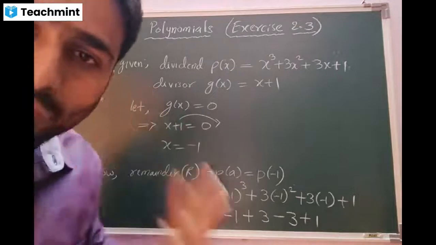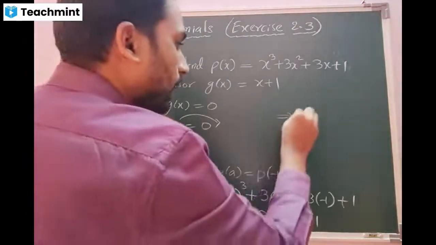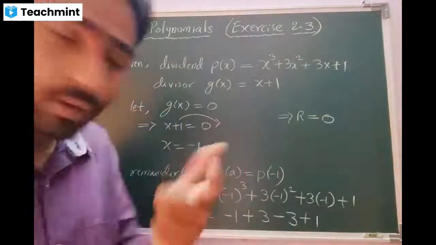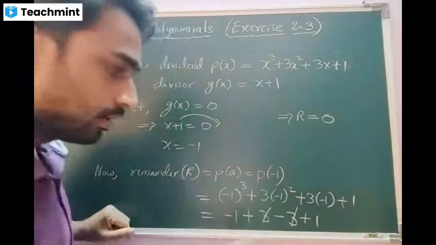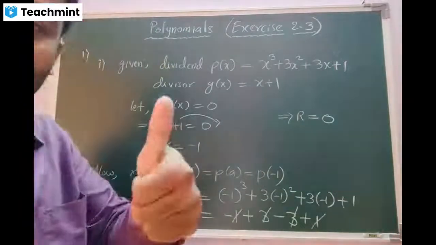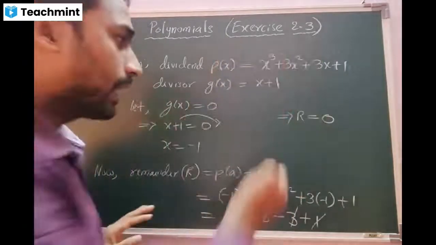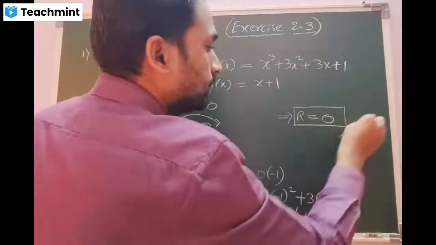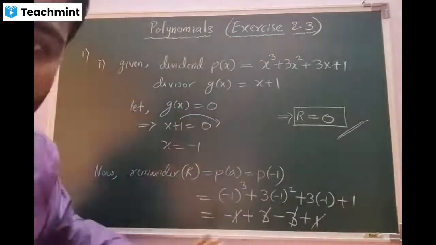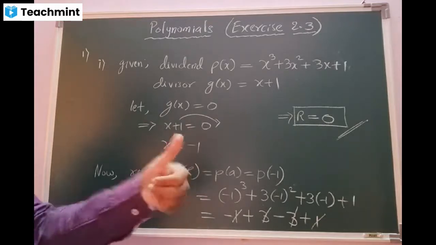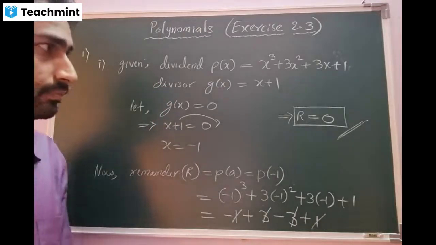Can you tell me what is the final answer here? What is the final answer? Remainder, 0. How is it 0? Positive, negative, cancel it. Positive, negative, cancel it. The answer is 0. So final answer, what is the remainder? 0. Students, do it quickly, fast. Any confusion?